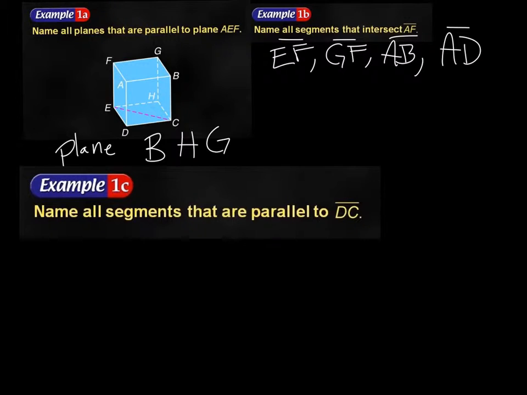Segments parallel to segment DC, we've got from the top on that side, then we'll have EH and FG.